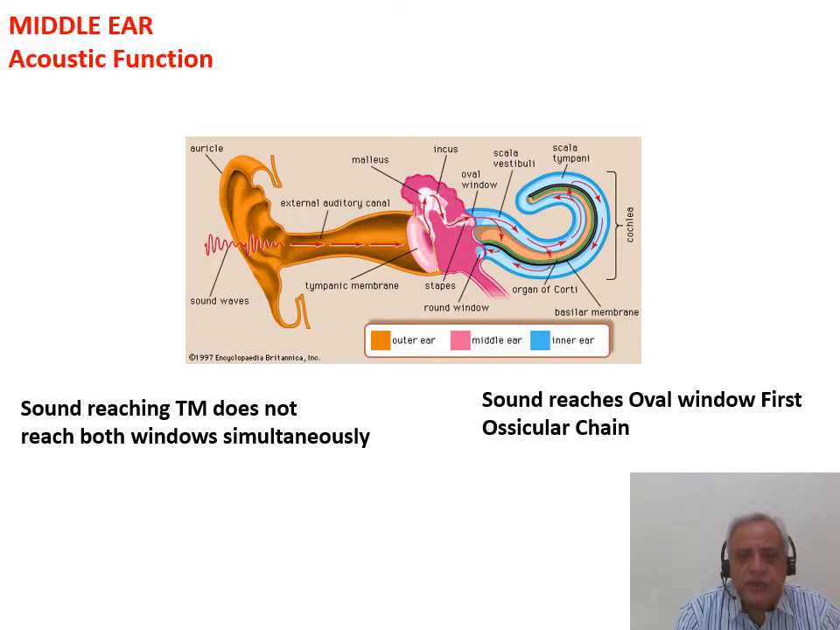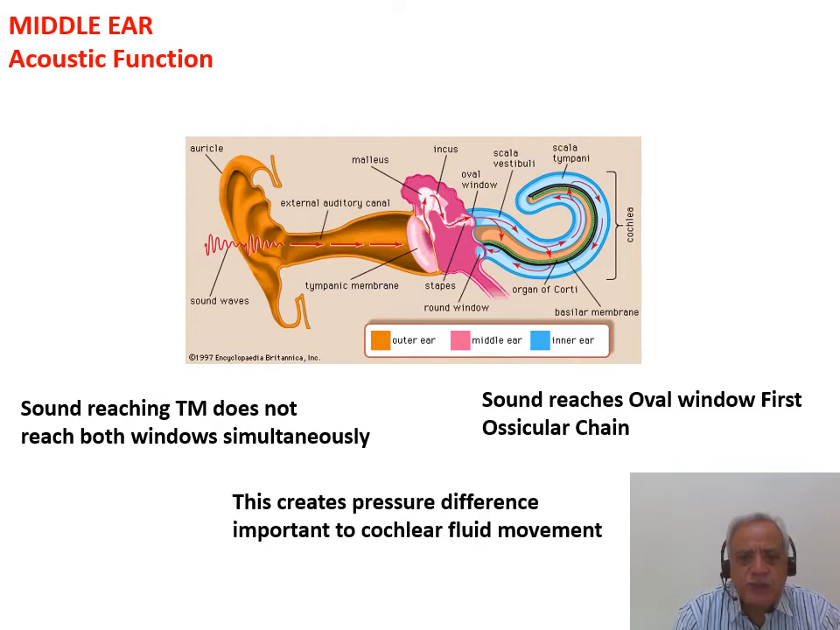The sound reaches the oval window first by the ossicular chain, and this will create a pressure difference which is important for the movement of the cochlear fluid. And this is what we are going to call the acoustic separation function, meaning that the sound reaches one window before the other via the ossicles.